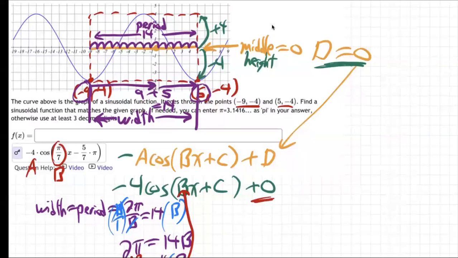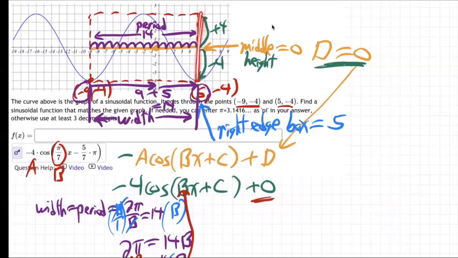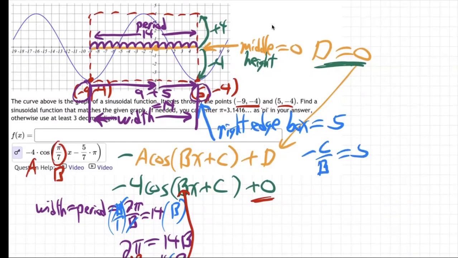It's a bit of a messy graph now. But yeah, so the right edge of the box is 5, isn't it? See it right here? Right edge of the box at 5. Right edge of the box is 5. And what was the formula for that? Negative C over B equals 5.